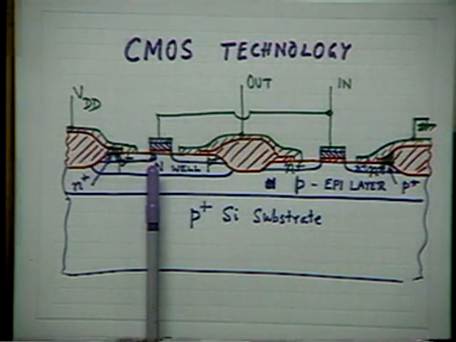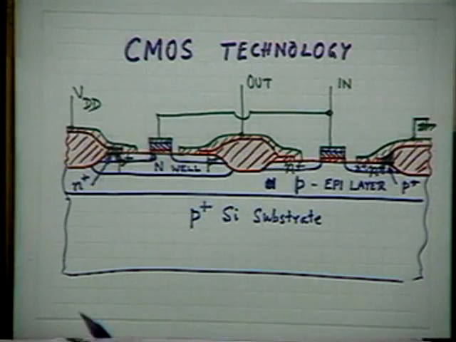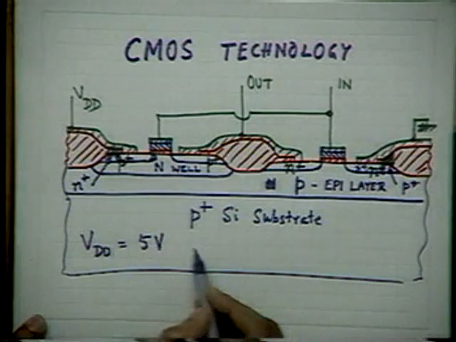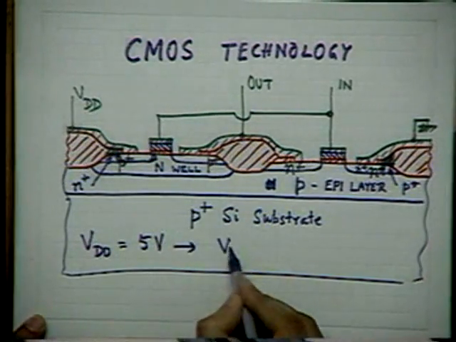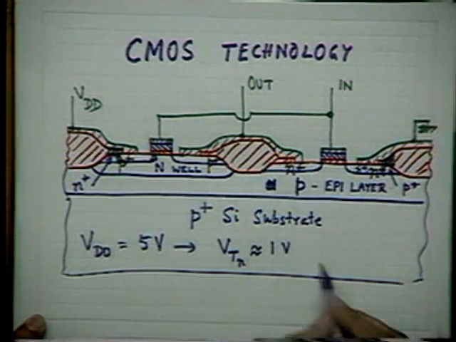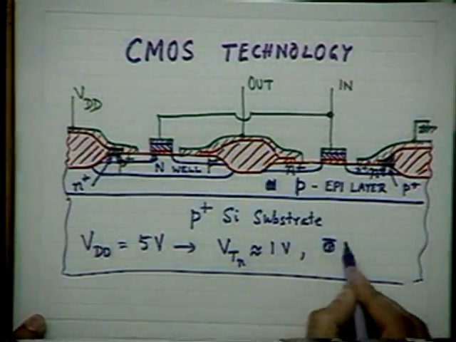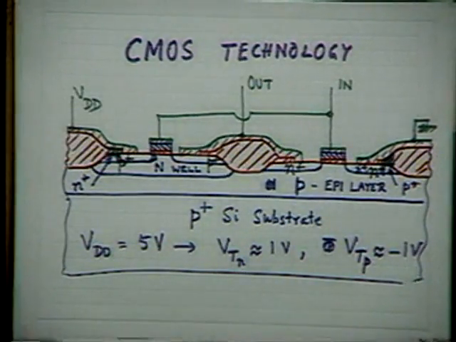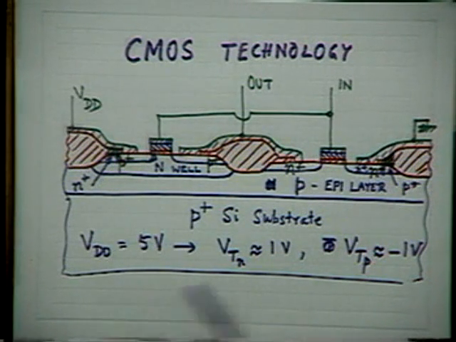We have to adjust the values of the threshold voltage, normally for a 5 volt VDD, which is quite typical. In that case, VTN is around 1 volt, whereas VTP is around -1 volt. Typically, not exactly, but typically. So I have to adjust the values of the threshold voltage of the two MOSFETs precisely during fabrication.